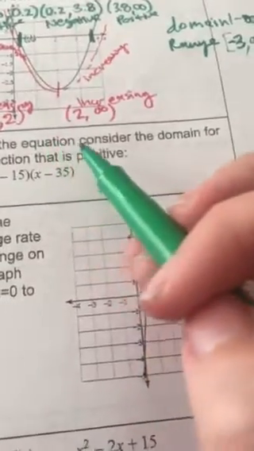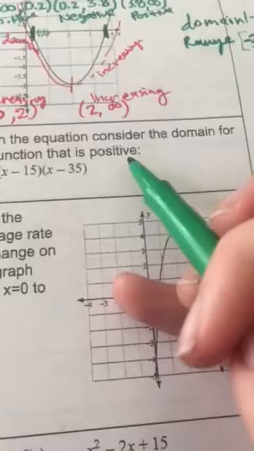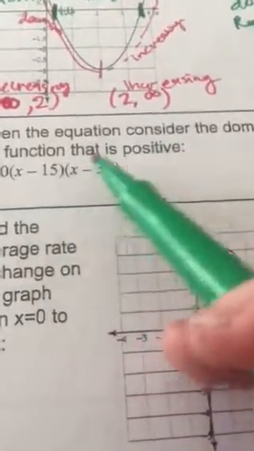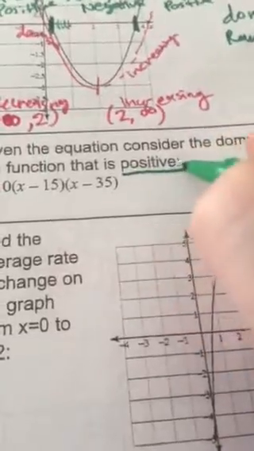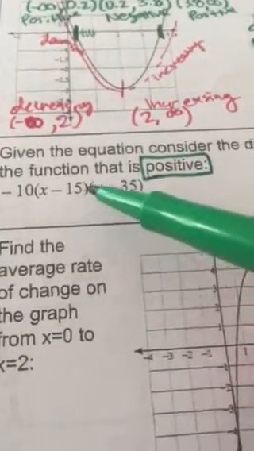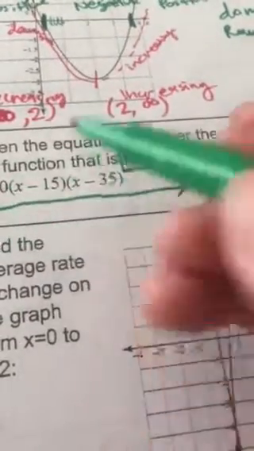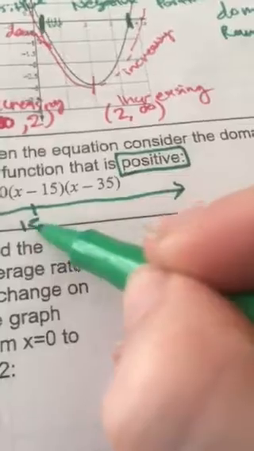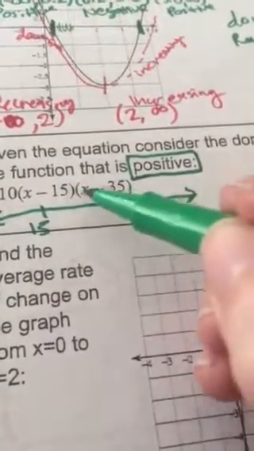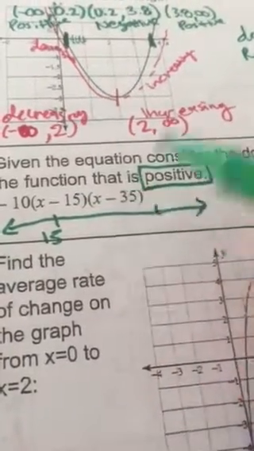Given the equation, consider the domain for the function that is positive. Okay, so that means when I look at this graph, I want to know where it is positive. So if you wanted to graph it on graphing paper, you could. If you want to make a number line, my x-intercepts would be at 15 and positive 35 because x would equal 15, x would equal 35.